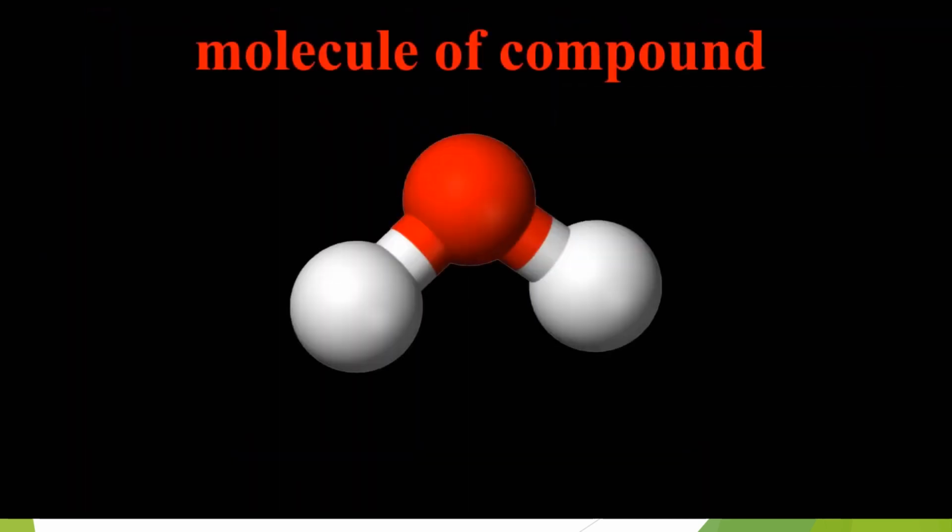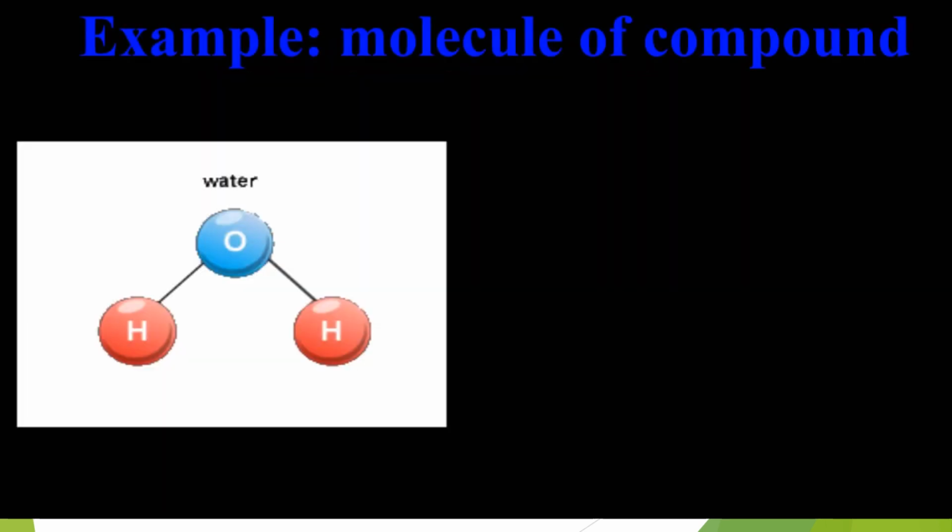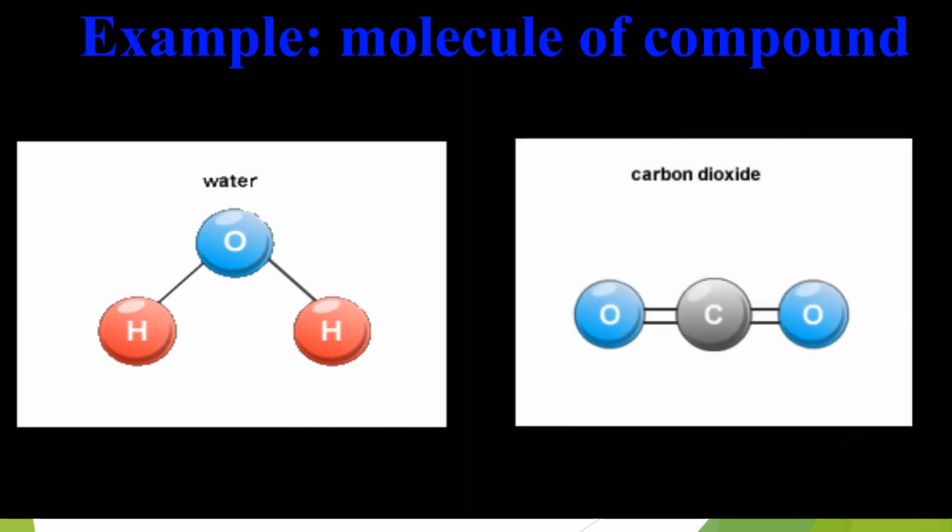When a molecule has different types of atoms, it is called a molecule of compounds. Water molecule has two hydrogen atoms and one oxygen atom, so it is a molecule of compounds. Carbon dioxide has two oxygen atoms and one carbon atom. It is also a molecule of compounds.